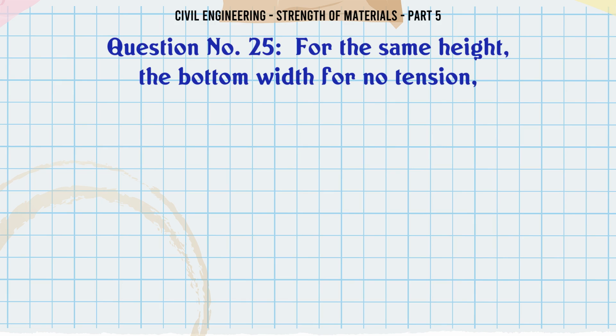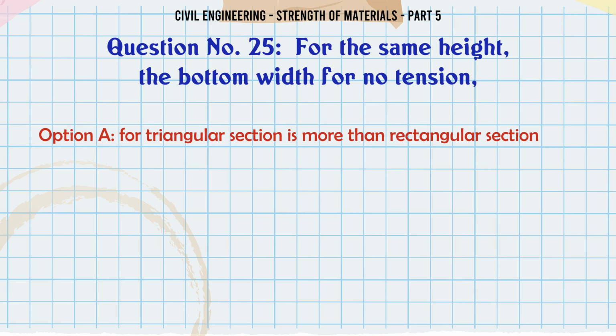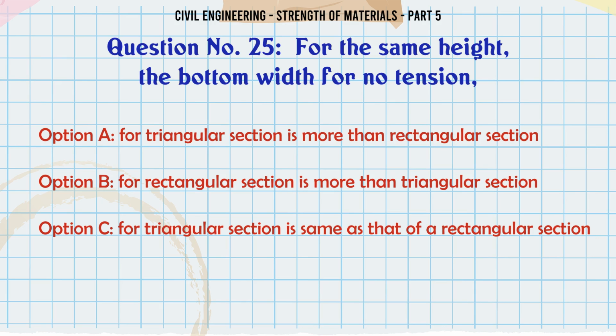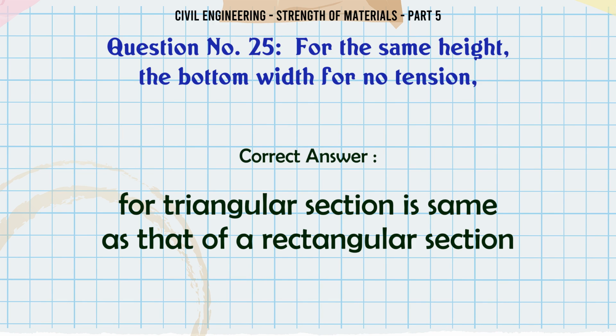For the same height, the bottom width for no tension: A. for triangular section is more than rectangular section, B. for rectangular section is more than triangular section, C. for triangular section is same as that of a rectangular section, D. none of these. The correct answer is for triangular section is same as that of a rectangular section.